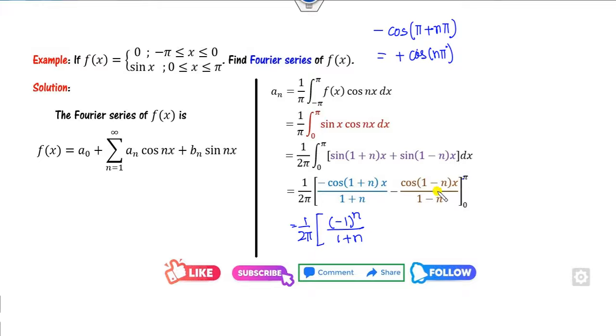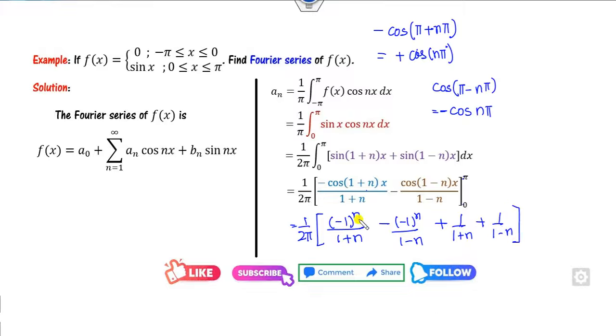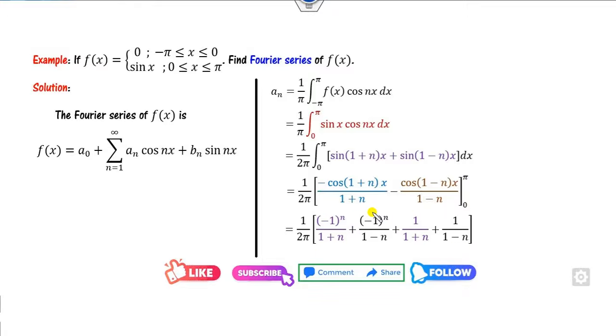Similarly, if you substitute pi, this number will be cos (pi minus n pi). It lies in the second quadrant. In the second quadrant cos is negative, so minus cos n pi. When you substitute 0, cos 0 is 1, so minus minus plus. Or you can write it as cos n pi.